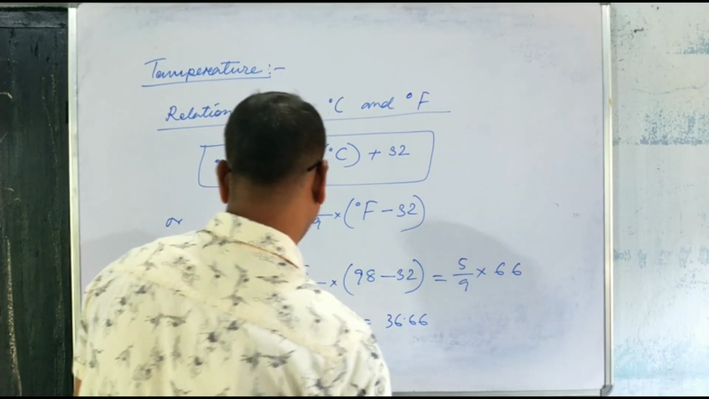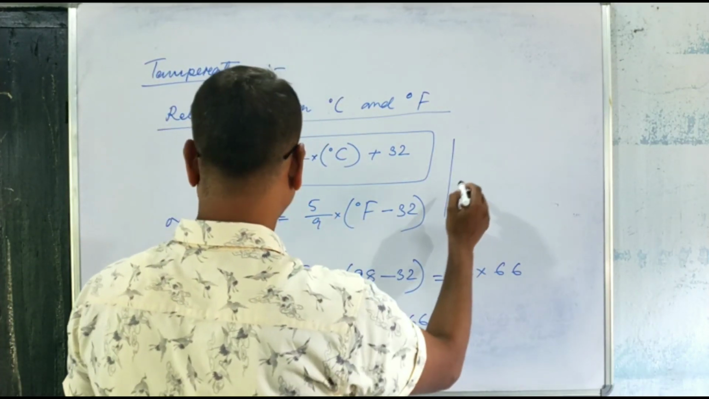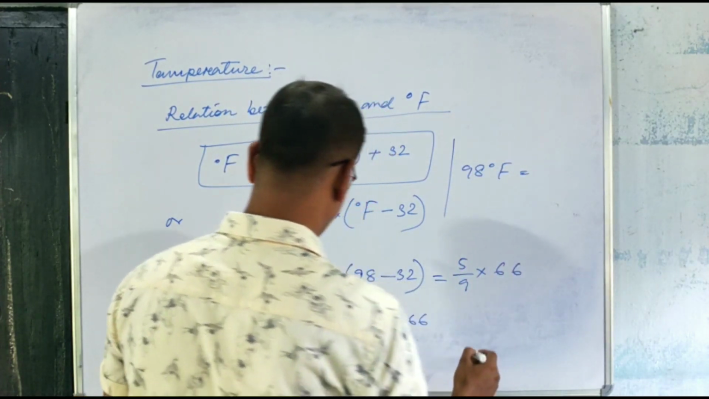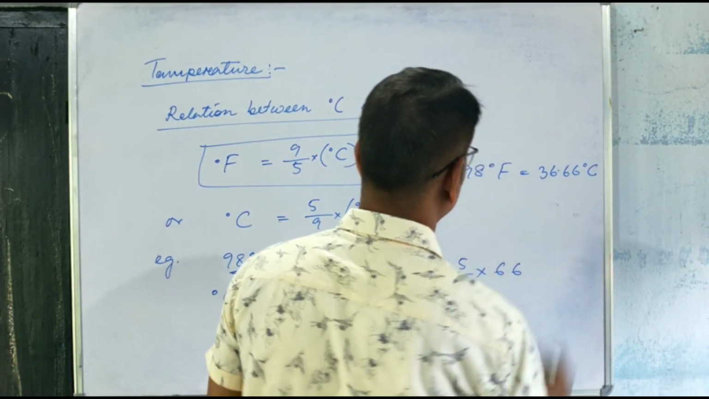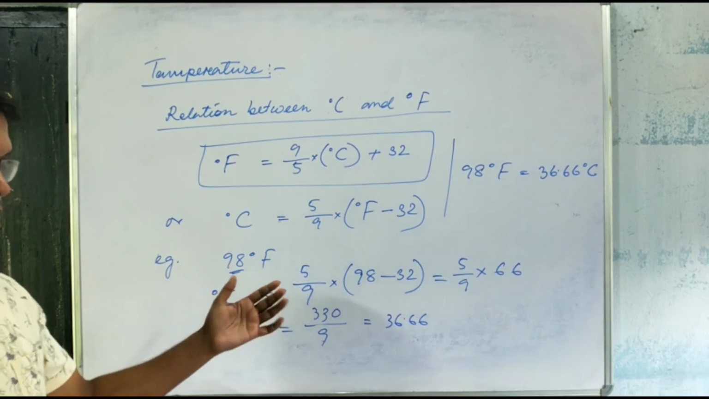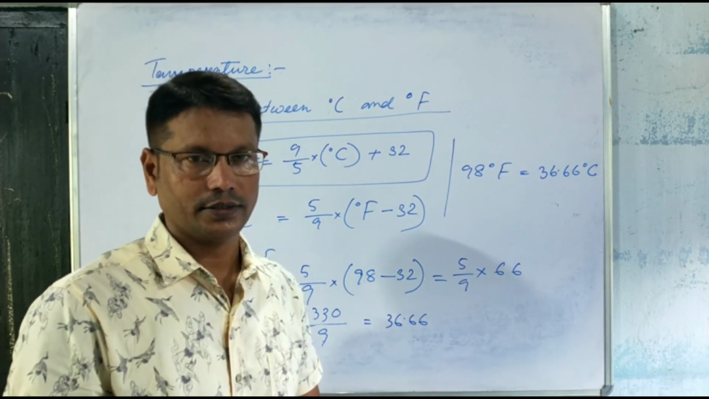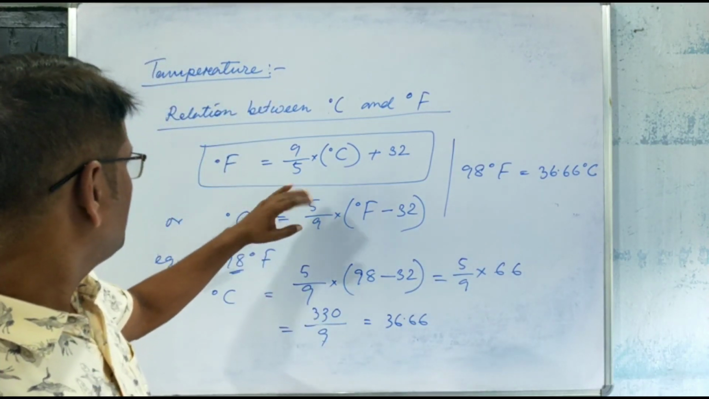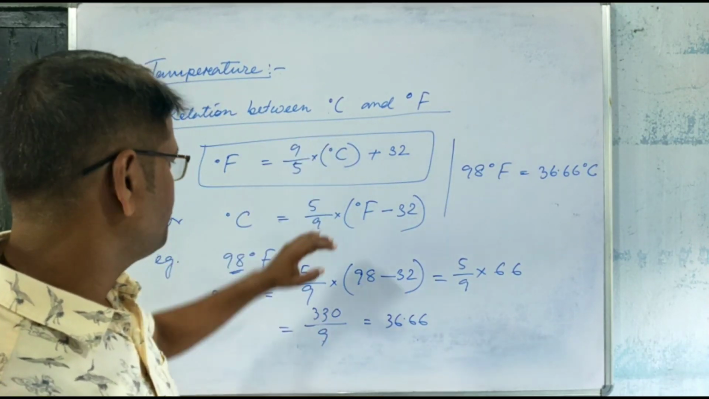6.66. So that means 98 degree Fahrenheit is equal to 36.66 degree Celsius. So this way we can convert degree Celsius to Fahrenheit and Fahrenheit to degree Celsius. Okay, and you need to keep in mind this formula.